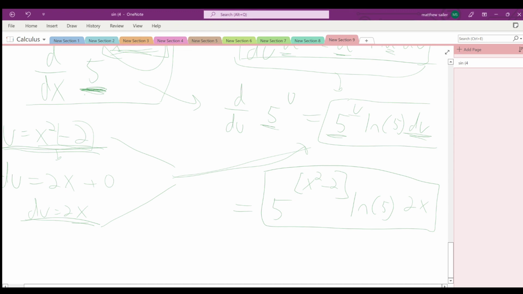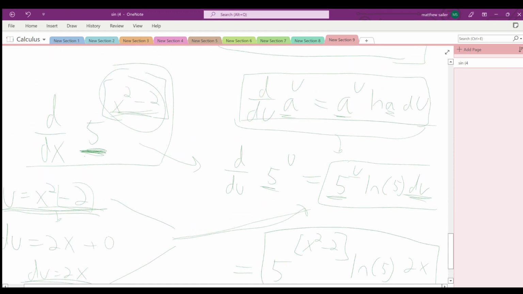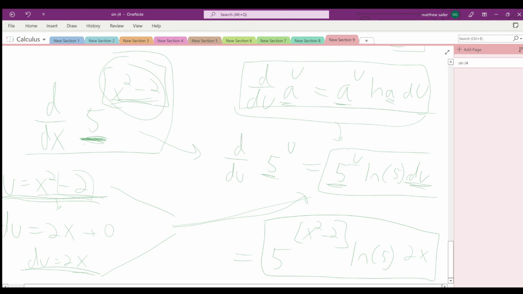Again, I cannot stress enough, anytime you do take a derivative, make sure that you include this du or dx or d, whatever you are taking the derivative of. That is vitally important to getting the right answer for anything more than the derivatives that follow these rules exactly.